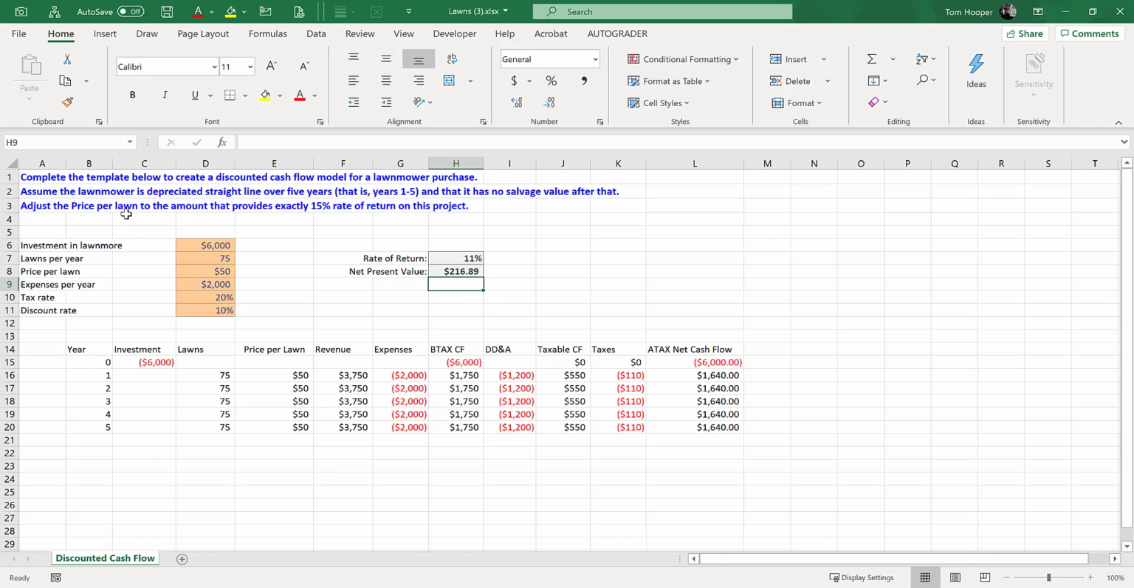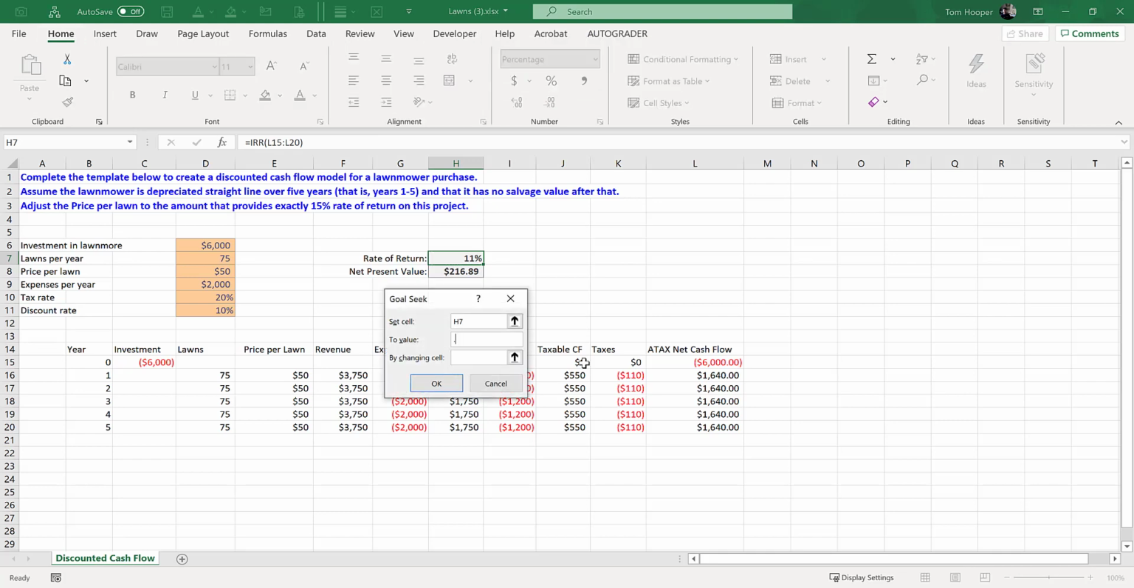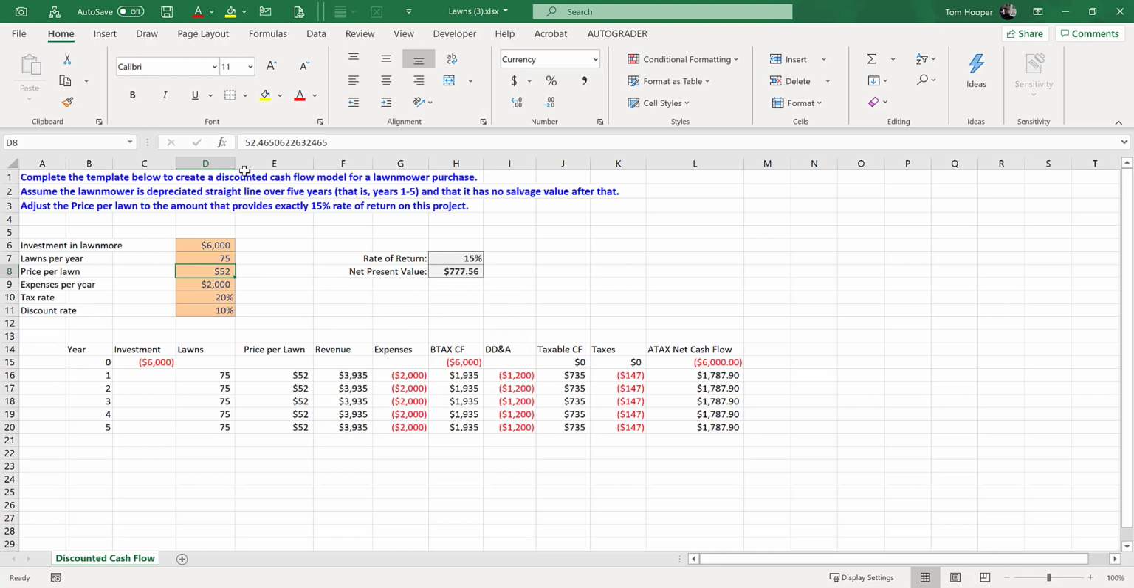Now we need to adjust the price per lawn to the amount that provides exactly a 15% rate of return. So we'll go to Goal Seek, set it to 0.15 or 15% as you prefer by changing the price per lawn. And it actually turned out to be 52.465, blah, blah, blah.